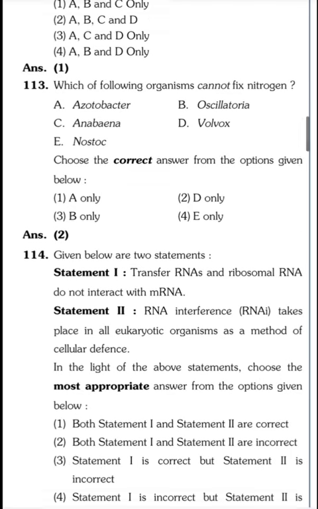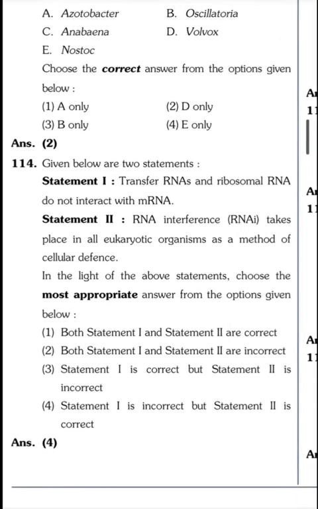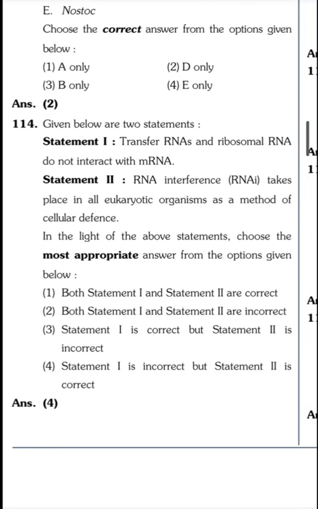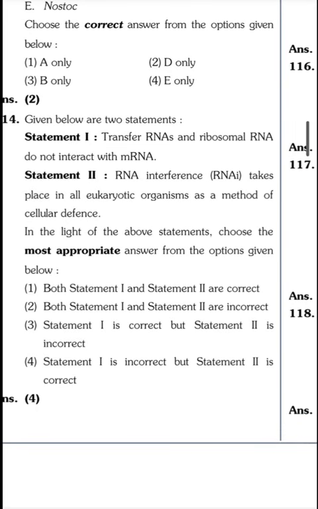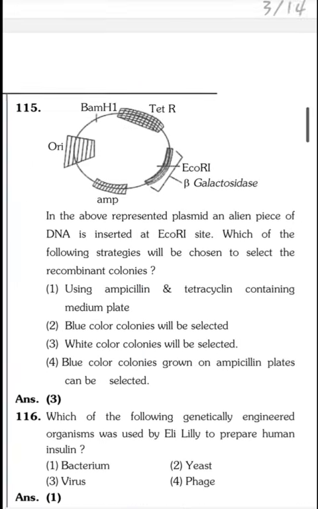Given below are two statements. Again, it's a statement type of question. Statement 1: Transfer RNAs and ribosomal RNA do not interact with mRNA. This is a wrong statement. They are involved and interacting, especially during protein translation. Statement 2: RNA interference takes place in all eukaryotic organisms as a method of cellular defense. So statement 1 is incorrect, statement 2 is correct. So the fourth option is the correct option.